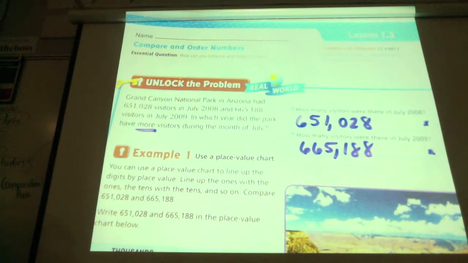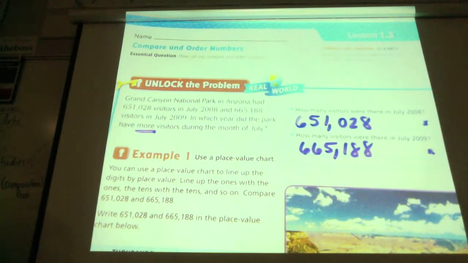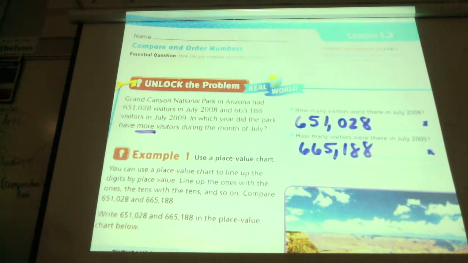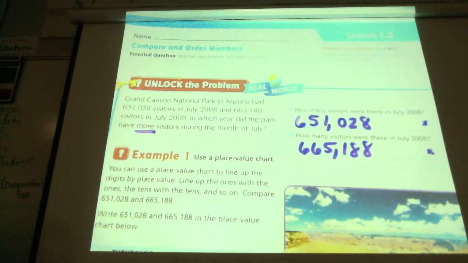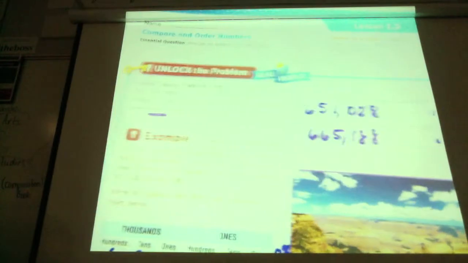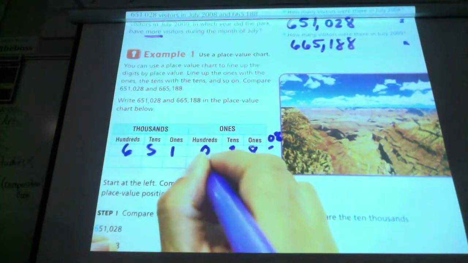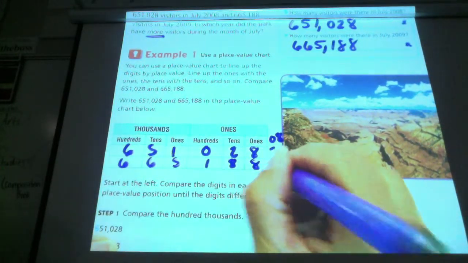You can use the place value chart to line up the digits and line up the ones with the ones, the tens with the tens, the hundreds, the thousands, the 10,000s, that way. So I'm going to start with my ones, with my big number. You're not writing right now, just I am. 651,028. That's the first number. That's the 2008, and I'm going to write that here, 08, so I remember. Whoops, hold on. And then I'm going to write this one, 665,188, and that was in 09.